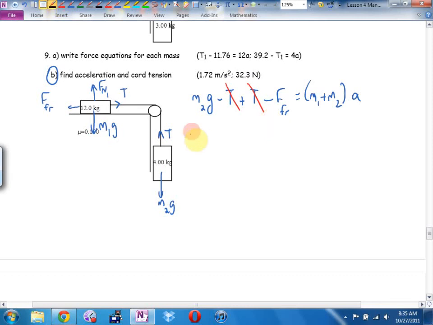It's going to be M2G. Friction is what times what? Mu times the normal force. I don't know the normal force. Oh, but look. Another force same size as the normal force. So it's going to be minus mu M1G. And since they want me to find the acceleration, Leah, do you mind if I just divide by M1 plus M2 right now?